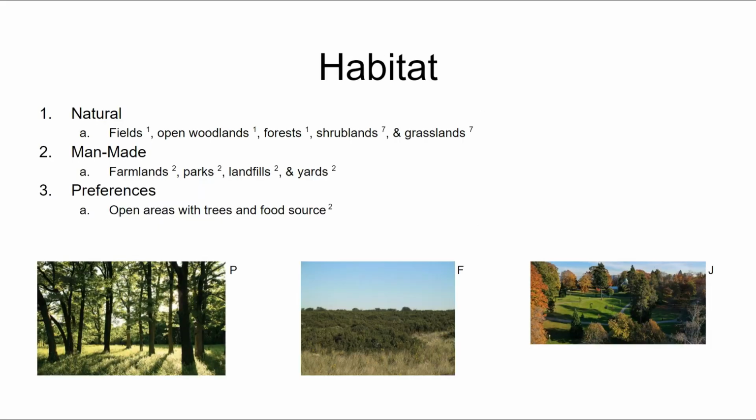Next, what natural habitats does the crow inhabit? The crow can be found in fields, open woodlands, forests, shrublands, and grasslands. What artificial habitats have they inhabited? You can find them in farmlands, city parks, landfills, and yards. What is a crow's preferred habitat? They prefer an open space with trees and an available food source.